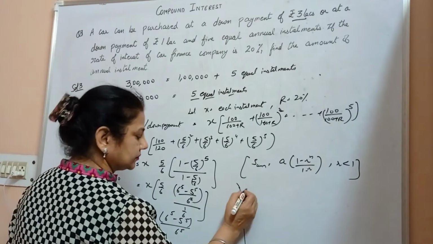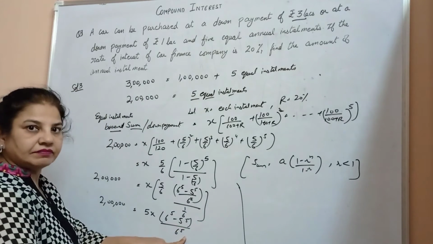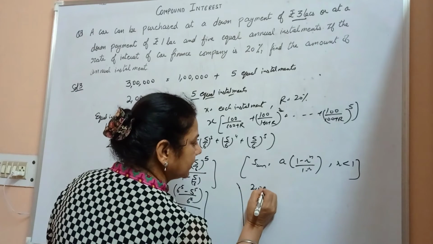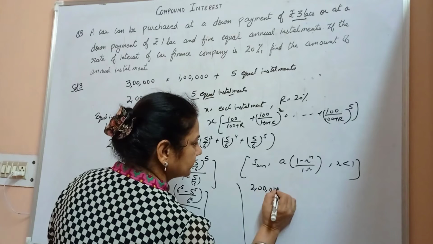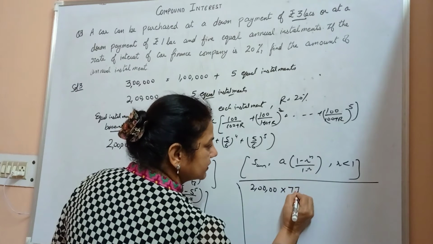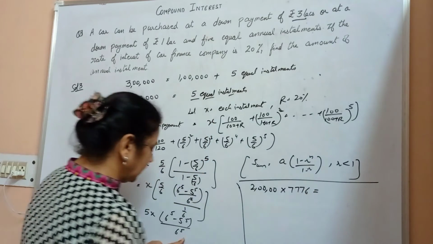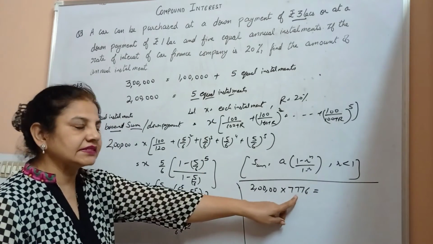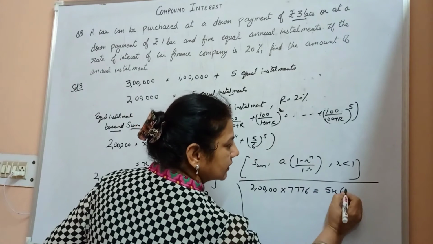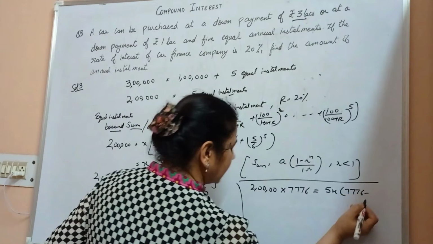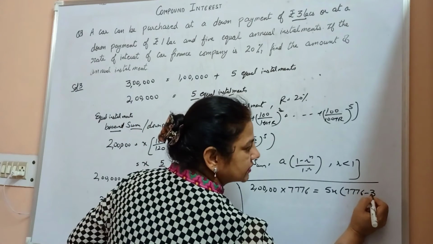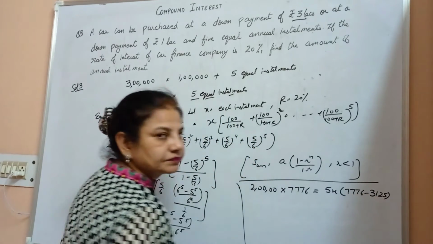Then again, 6 to the power 5 means 6 into 6 into 6, 6 times. Here we have 2 lakh into 77776, as 6 to the power 5 gives me the result 7776, and we have 5x into 7776 minus 5 to the power 5, which means 5 into 5 into 5, that gives me 3125.